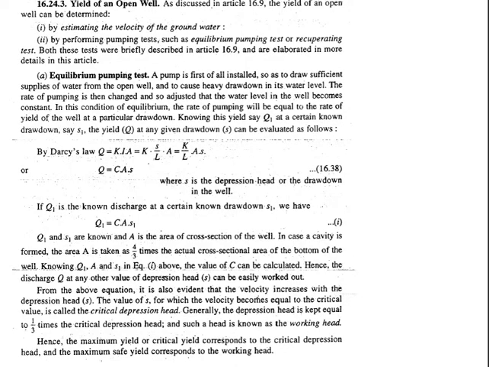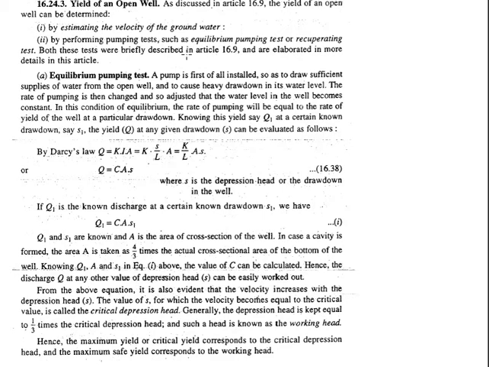Next, we can also calculate the yield, or the volume of water that is extracted from the open well. For that we have two methods. One is the pumping test method, such as the equilibrium pumping test, and the other is the recuperation test. We have seen the recuperation test in our previous slide. So here we are going to quickly go through what the pumping test is and how we can calculate the yield of the well by using this pumping test.